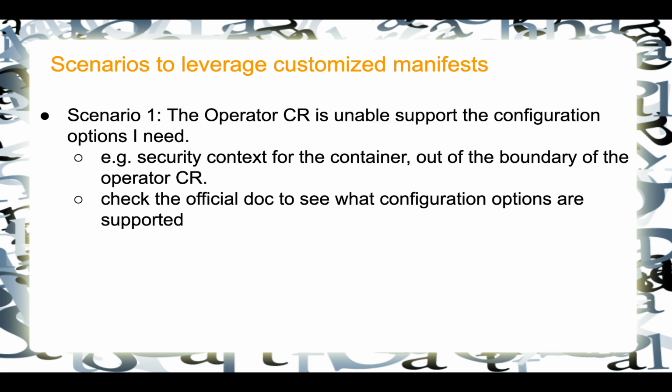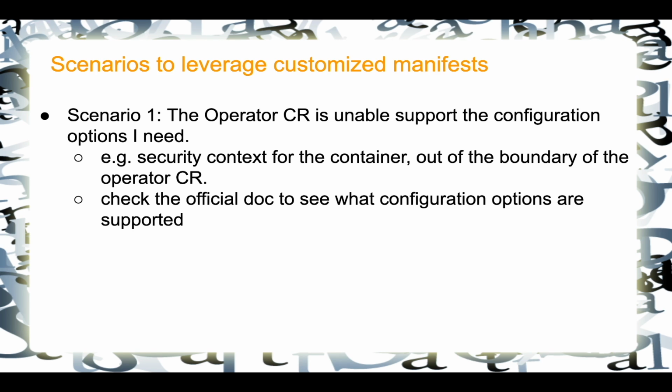How can we leverage this feature? For what kind of scenarios can we consider using it? Scenario 1 could be that the operator CR does not provide the configuration options I need. For example, pod level or container level security context and pod level affinity. Those kinds of options I don't think the operator CR is currently offering.